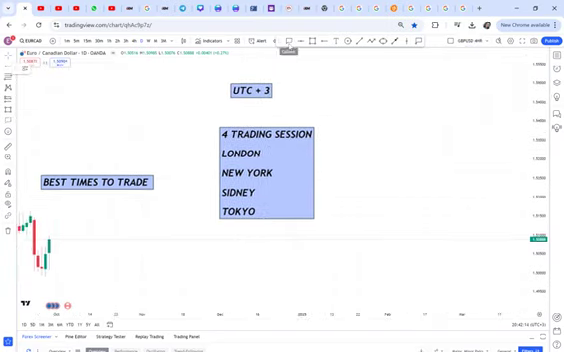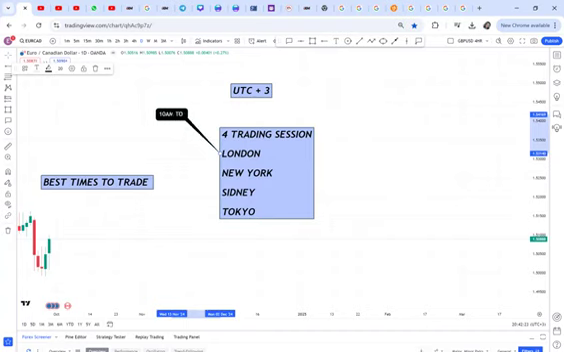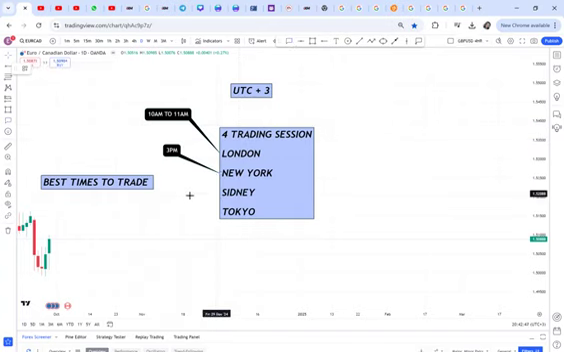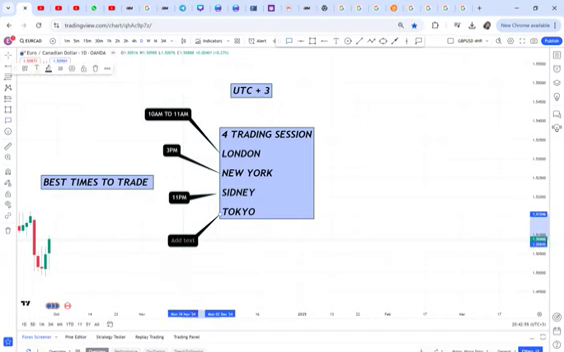If you're in Kenya and you want to trade the London session, it starts between 10 a.m. to 11 a.m. Go and open your chart and you will see movement of the market. The market is very active between 10 to 11. For New York it is 3 p.m. Kenyan time, when you will find the New York session very, very active. For Sydney it is 11 p.m. Kenyan time, and the Tokyo is 3 a.m.